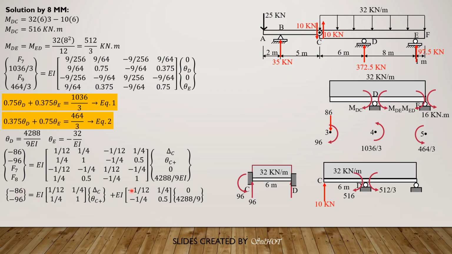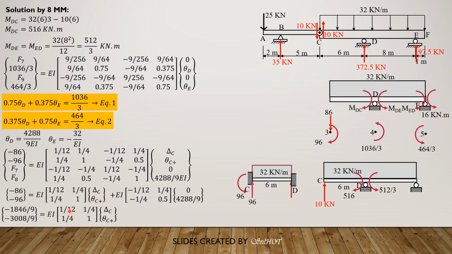Simplifying or expanding this part, negative 1/12 times 0 is 0. 1/4 of 4288 over 9 is positive. So the new entry here is negative 86 minus 1/4 of 4288 over 9, which would be negative 1846 over 9. Then this one is negative 96. So this is positive. So negative 96 minus 0.5 of 4288 over 9 is negative 3008 over 9.